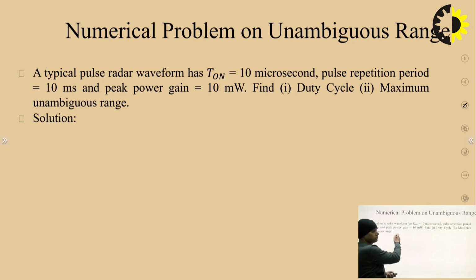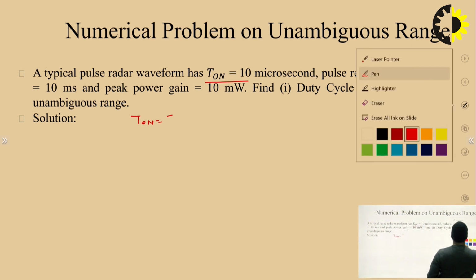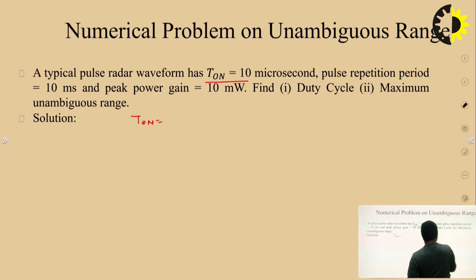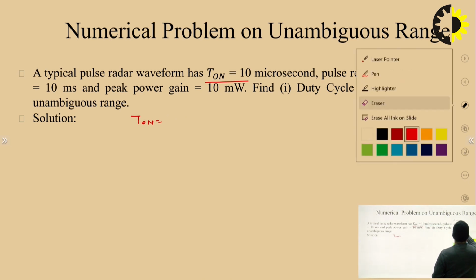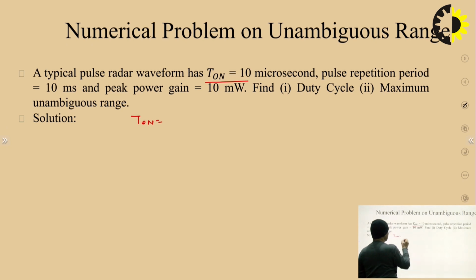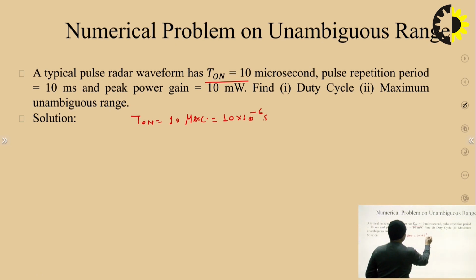So here the question is that a typical pulse radar waveform has a T on duration of 10 microsecond. That will be T on is equal to 10 microsecond, or 10 into 10 raised to minus 6 second.